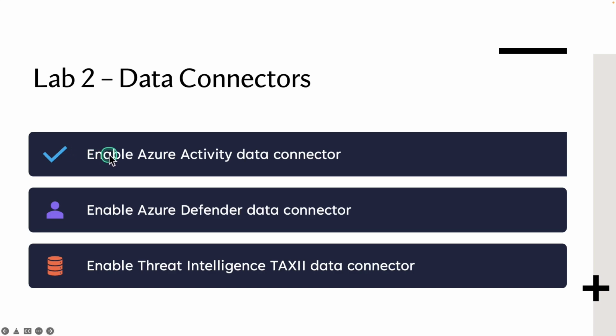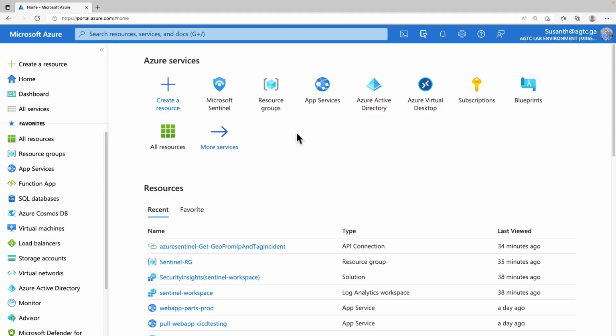Now that we have enabled both Azure Activity and Azure Defender, which is Microsoft Defender, the last exercise in this lab 2 is to enable Threat Intelligence TAXII Data Connector. So let's go and do that. In this exercise, I'm going to show you how to enable the Threat Intelligence TAXII Data Connector. This connector allows you to send threat indicators from TAXII servers to Microsoft Sentinel. And these threat indicators can include IP addresses, domains, URLs, and file hashes.